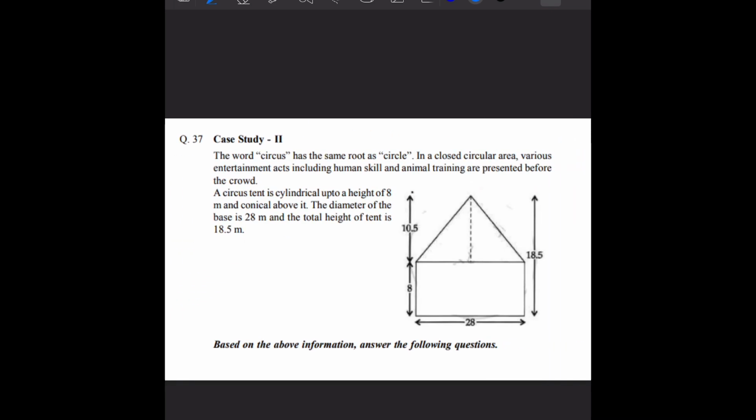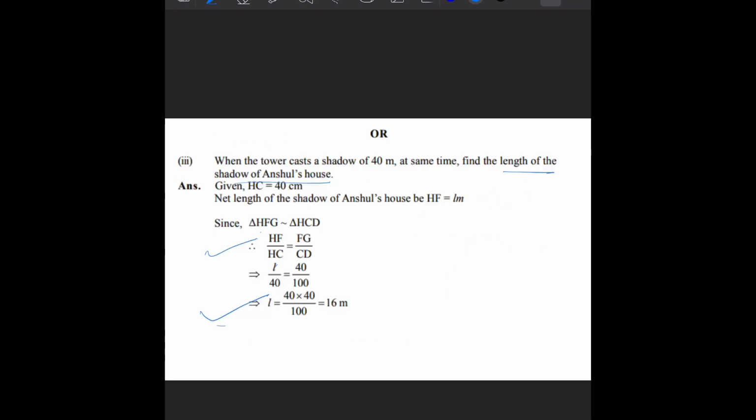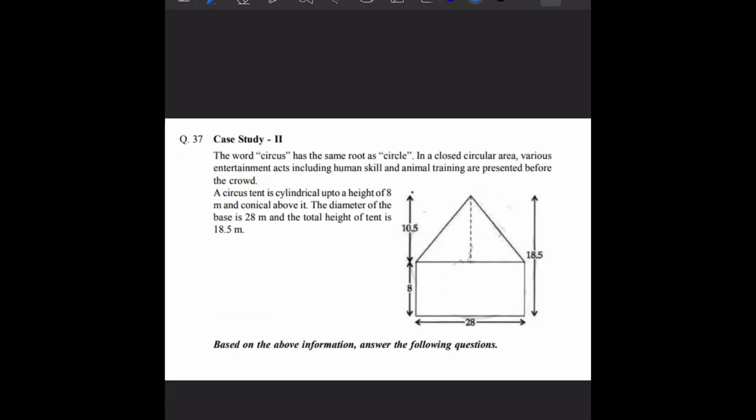The word circus has the same root as circle. In a closed circular area, various entertainment acts including human skill and animal training are presented before the crowd. A circus tent is cylindrical up to a height of 8 meter and conical above it. The diameter of the base is 28 meter and the total height of the tent is 18.5 meter. As you can see in the diagram, the total height is 18.5 meter. Height of the cone is 10.5. Height of the cylindrical part is 8.